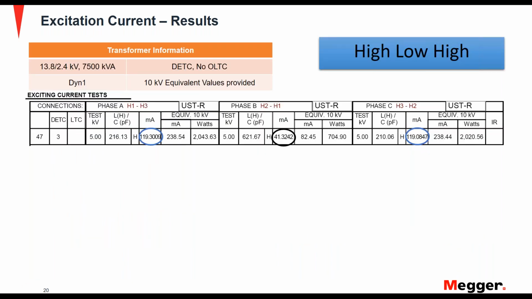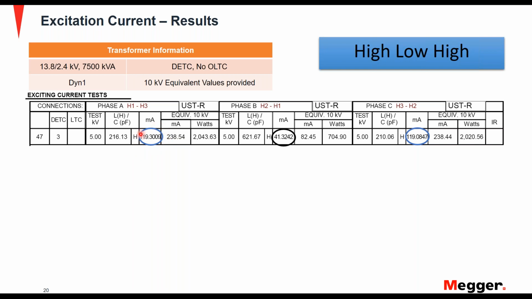Next, let's look at some results for this pattern. Let's look at this first example. This is a 13.8 kV transformer, which is delta wound on the high side, and a 2.4 kV side that is Y wound with a neutral available. It has a de-energized tap changer, but it does not have an on-load tap changer. Looking at the excitation current results, you can see that a test voltage of 5 kilovolts was used, and you get current values for each phase.